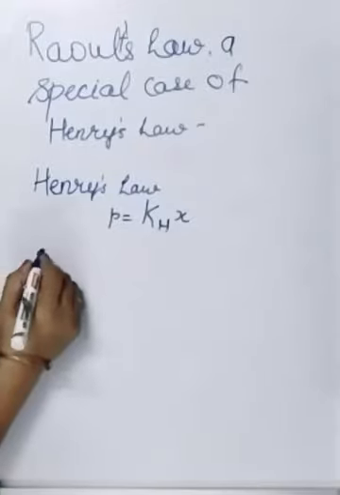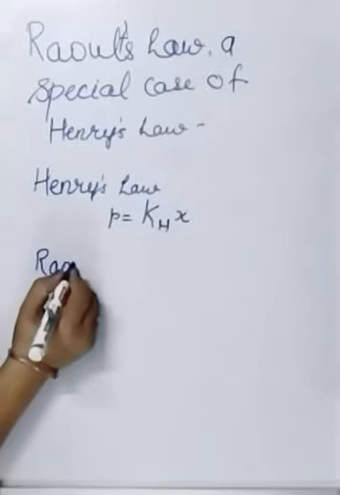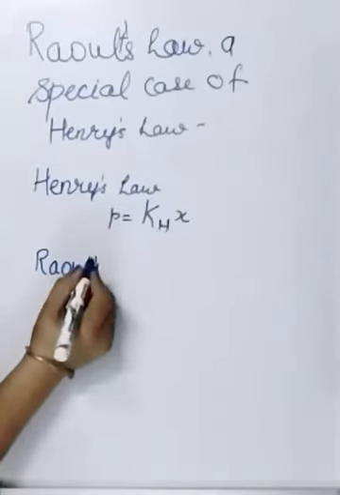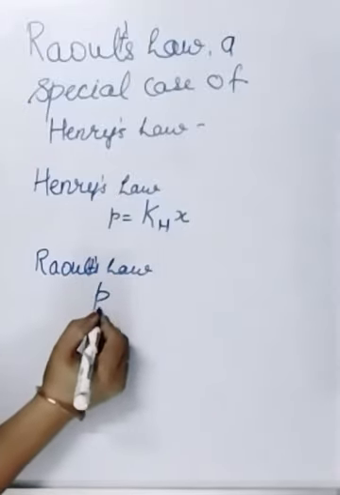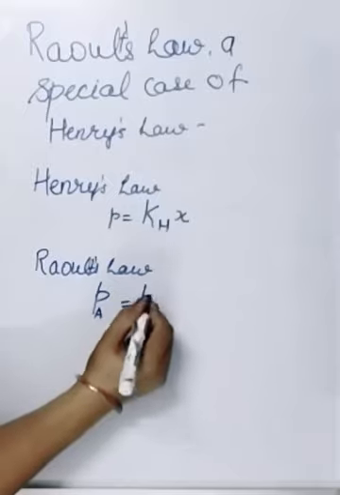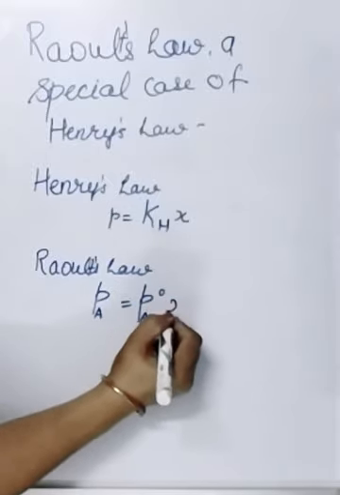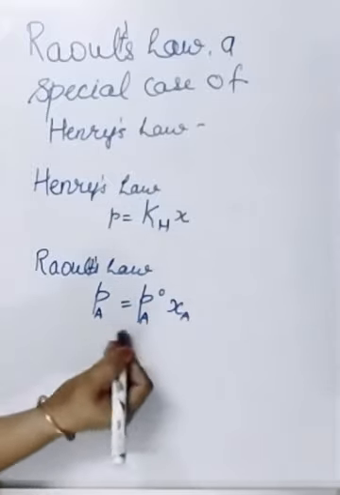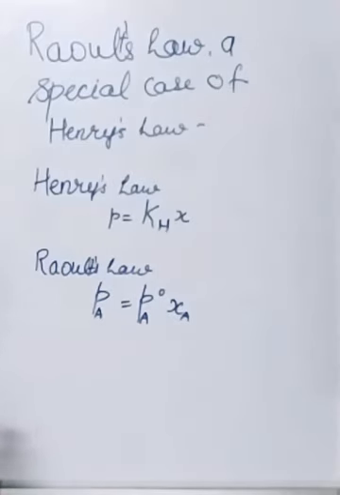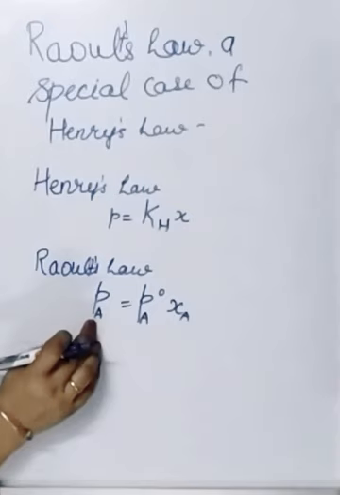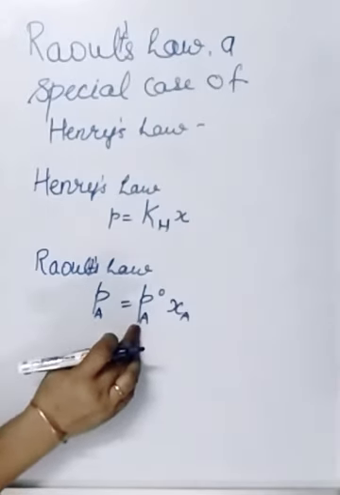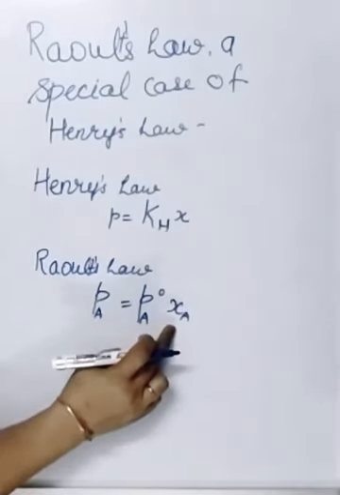Now what about Raoult's law? As per Raoult's law, PA is directly proportional to PA naught XA, or PB equals to, if it is a volatile component. So in general we see that the pressure of a component is directly proportional to its mole fraction.